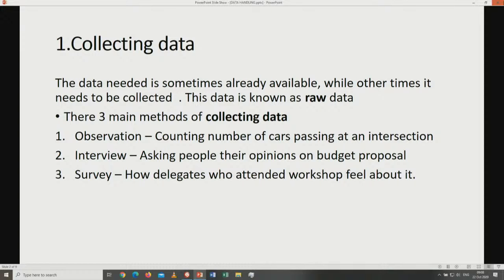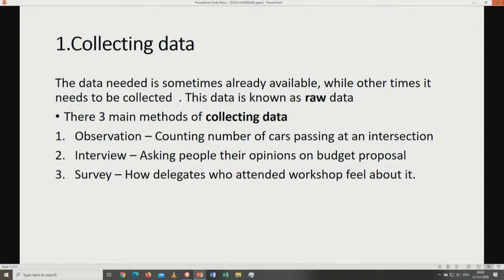Now, like I said, I'm going to take you through the processes of data handling. The first process that I want us to look at is data collection. How do we collect data? It is very important, learners. Now, the data needed is sometimes already available, while at times it needs to be collected. How do we collect it? This data is known as raw data.